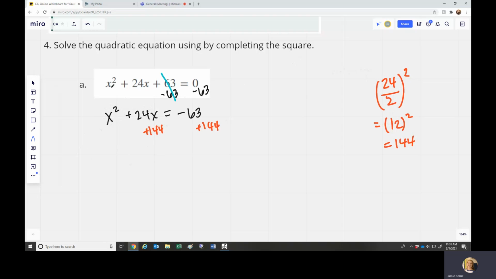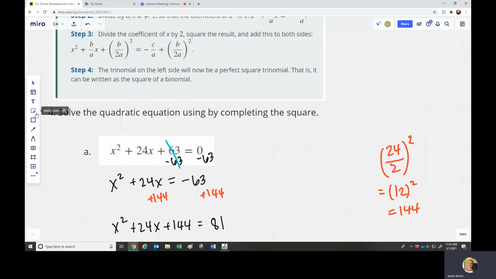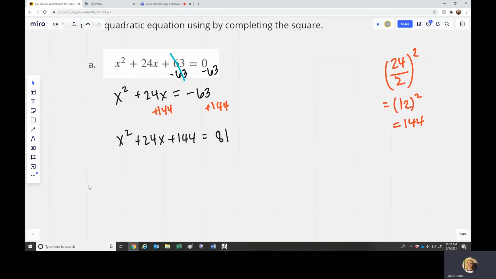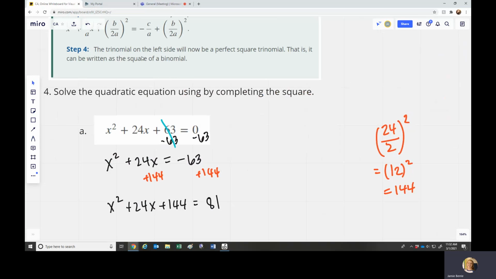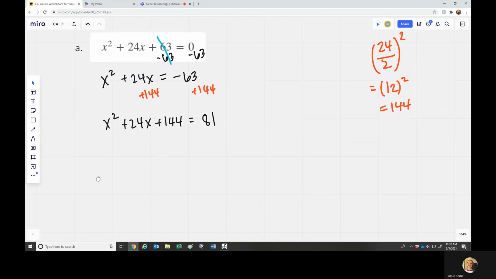All right, so then we have x squared plus 24x plus 144 equals, let's see, negative 63 plus 144 is 81. Perfect. Right now, the directions, if you remember, they said, at this point, the trinomial on the left side will now be a perfect square trinomial. So that means every time it's going to factor into what they call the square of a binomial.